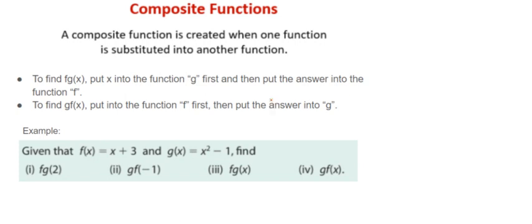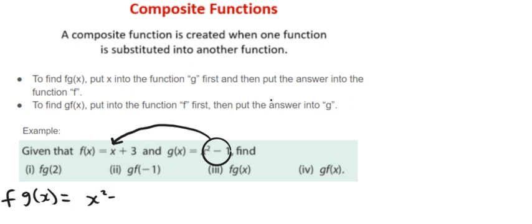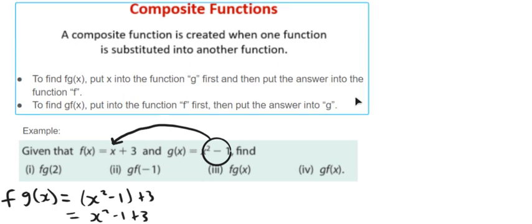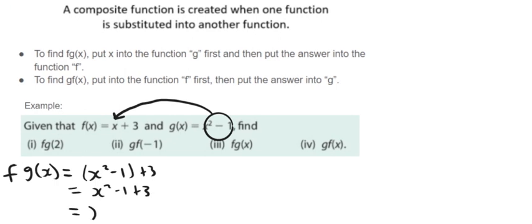Let's look at the example here. First one asks us for f of g of 2. So I'm going to find f of g of x first. So let's put that function, x squared minus 1, in instead of the x in there, and it'll just be x squared minus 1, you can put brackets around it if you want, and then plus 3. The brackets don't really make a difference here, I'm just putting them in to show that I'm putting it in instead of that x. So inside the brackets is the same as the x basically. So that's just going to be x squared minus 1 plus 3, which is x squared plus 2.